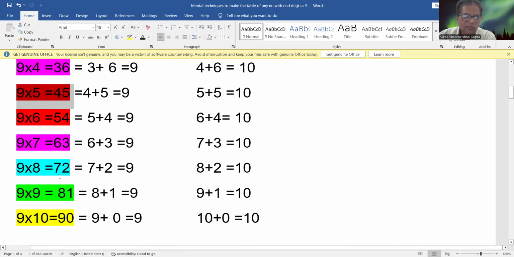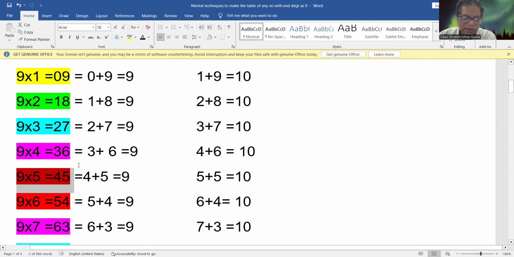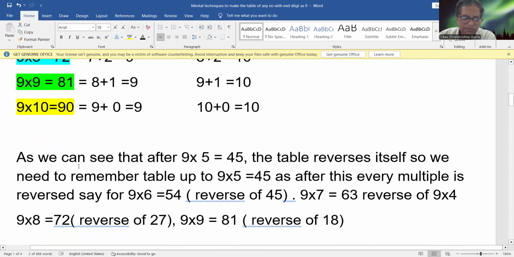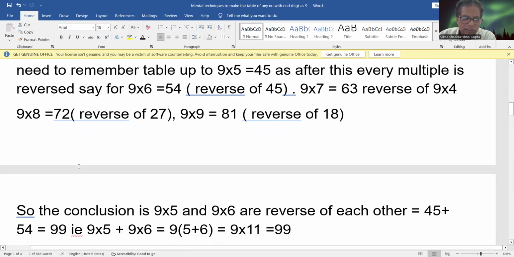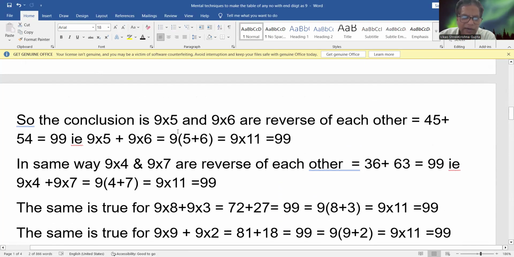What does this mean? That if I remember the table of 9 up to half only, I can rewrite the full table by reversing the numbers. Another very special feature is this. If I add 9 into 5 plus 9 into 6, then what do I get? 45 plus 54, that is 99. So 9 into 5 plus 9 into 6 is equal to 9, taking common, into 5 plus 6, which is 11. 9 into 11 is 99.